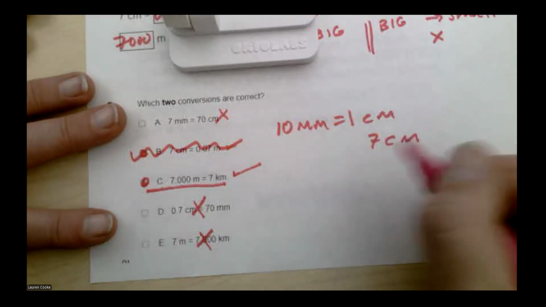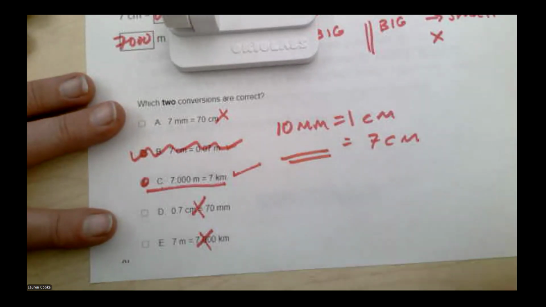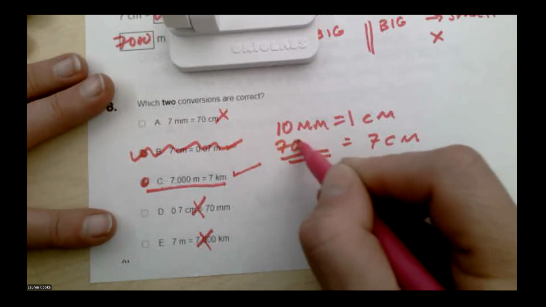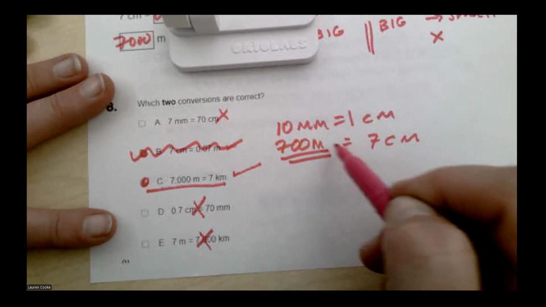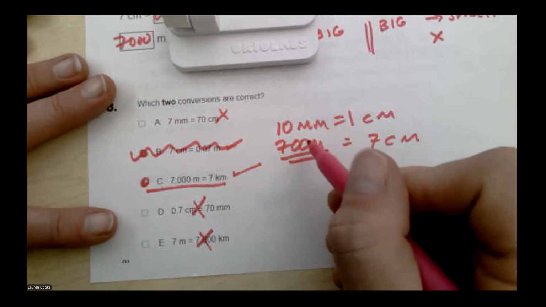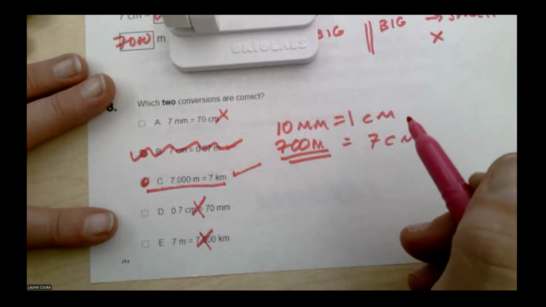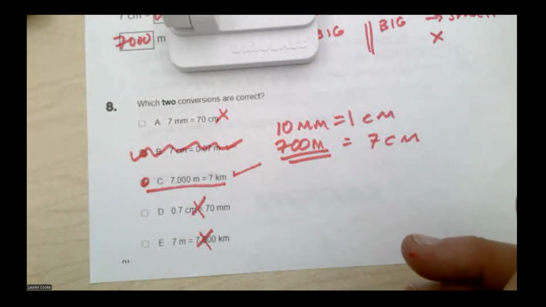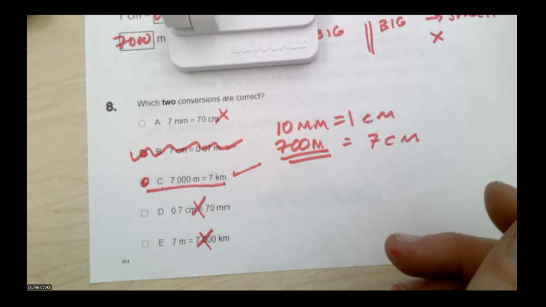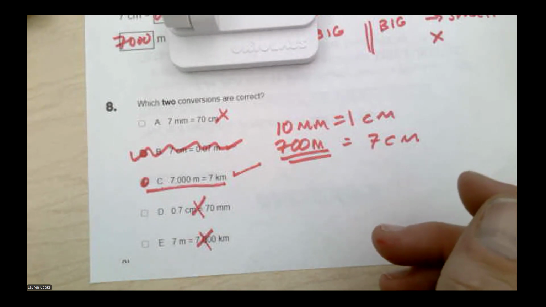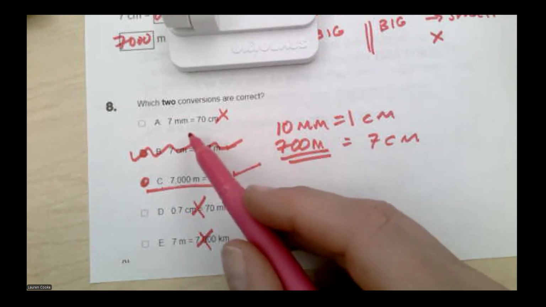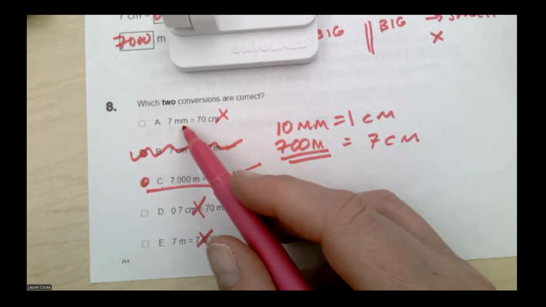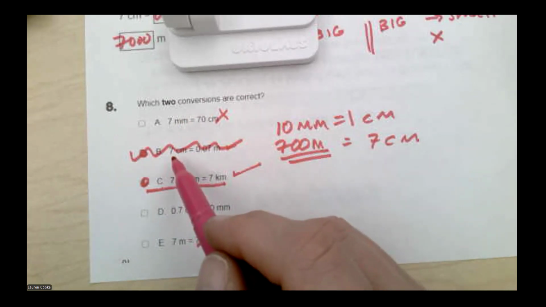All right, so if I have 7 centimeters, how many millimeters would that be? It'd actually be 700. It would be 700 millimeters. No, it would be 70 millimeters, because 10 millimeters is equal to a centimeter. Yeah, divide by 10, that can't be true.